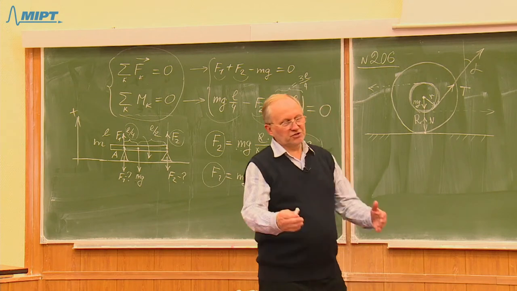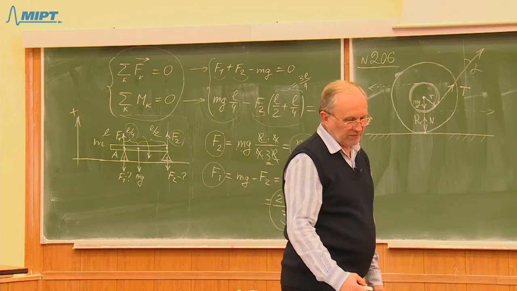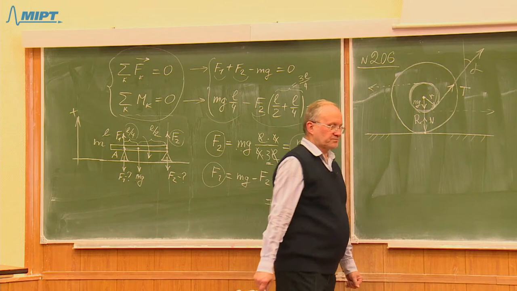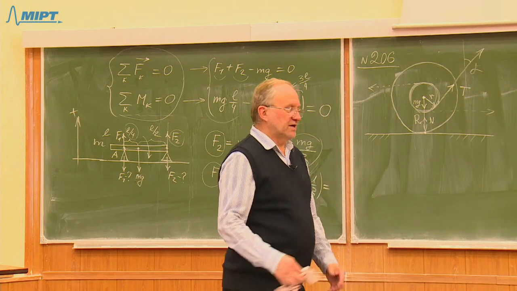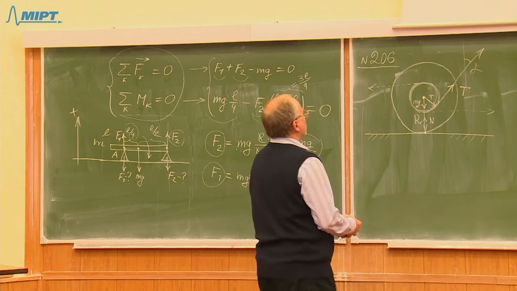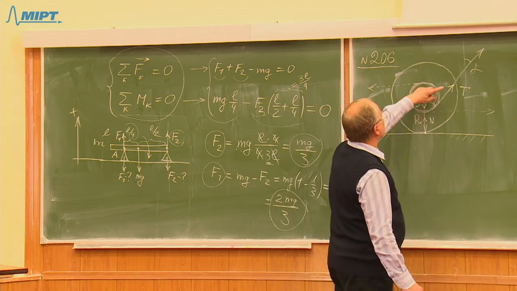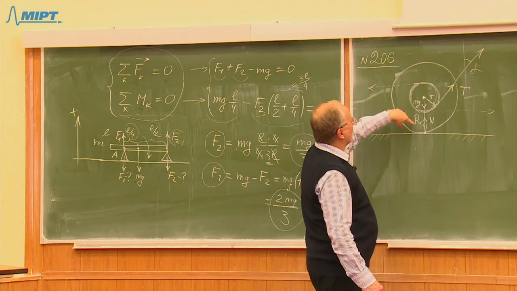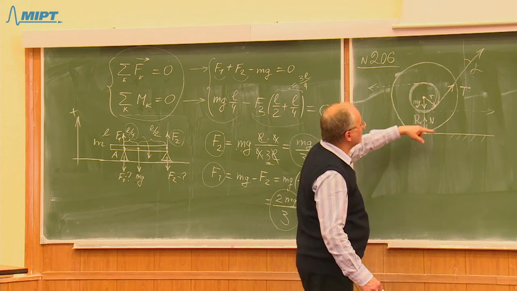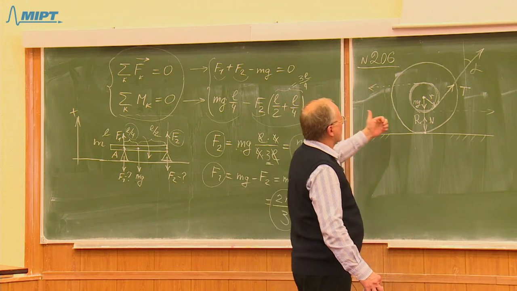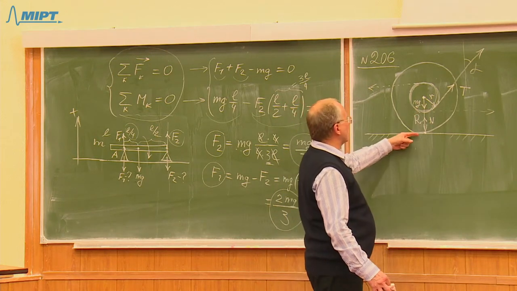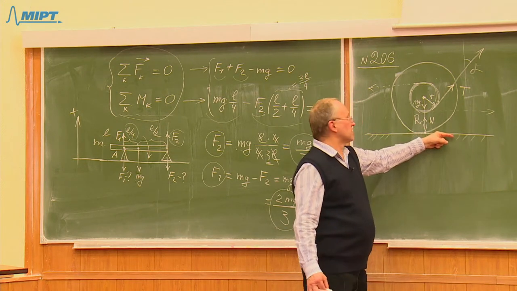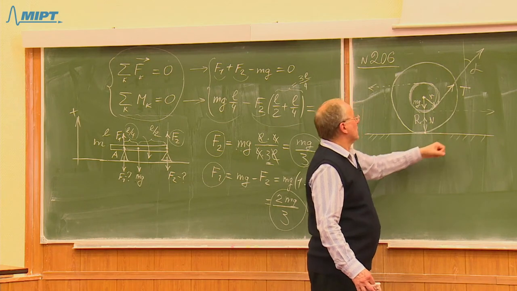But the coefficient of friction is not given in this problem. I was trying to find it, but it's not given. So we don't know what the force of friction is. But we can guess, because if we pull this string to the left and the spool rolls counterclockwise and moves to the left with acceleration, then the force of friction will be directed opposite to the acceleration. It will be directed to the right.